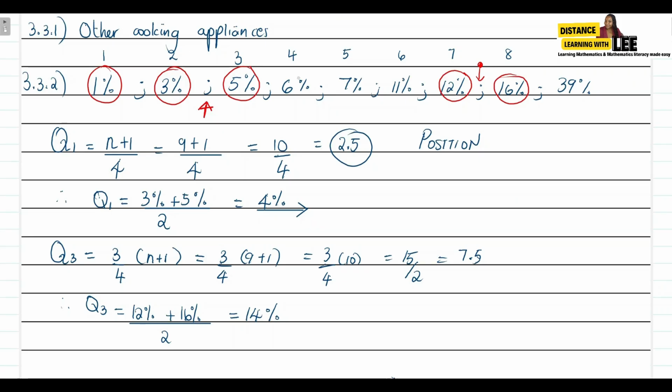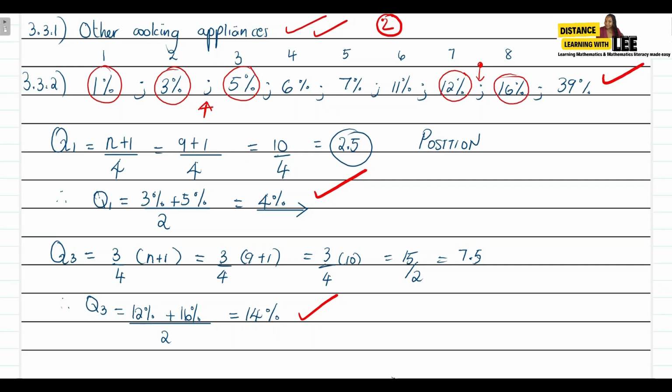You'll get 2 marks for showing other cooking appliances. Question 3.2.2: you'll get 1 mark for arranging your data in ascending order. You'll get 1 mark for finding your quartile 1, that is 4%. You'll get 1 mark for finding your quartile 3, 14%.